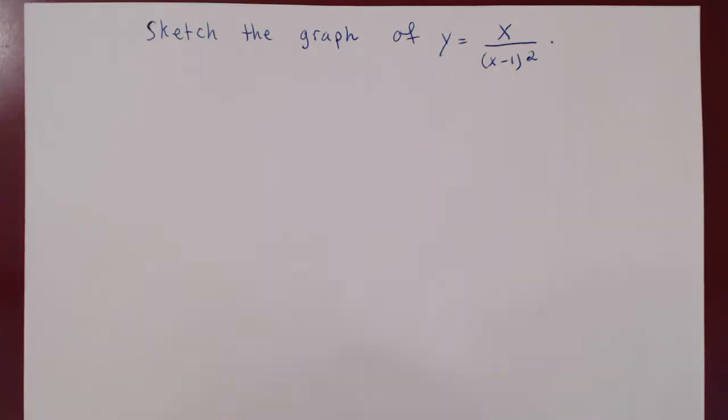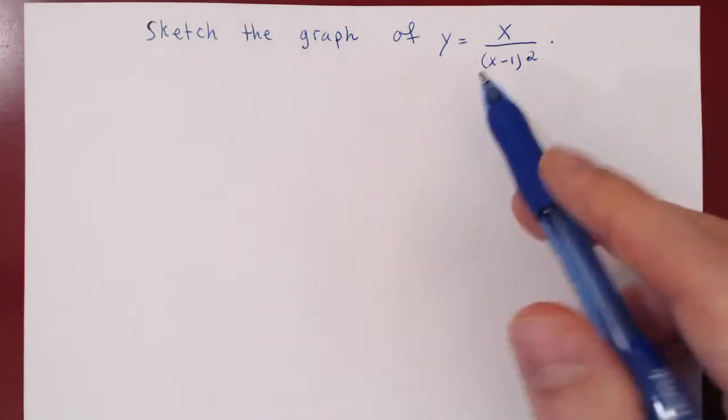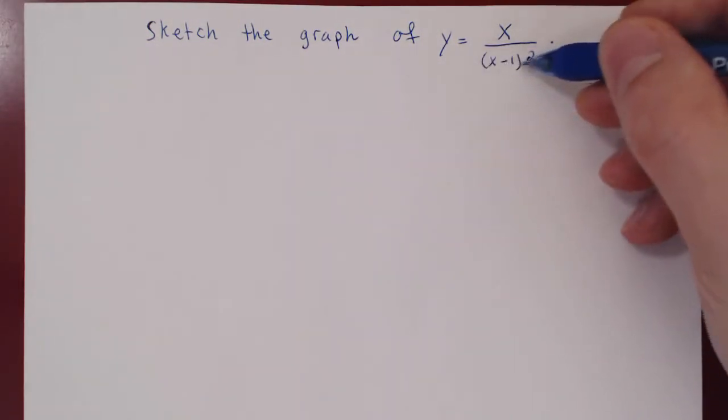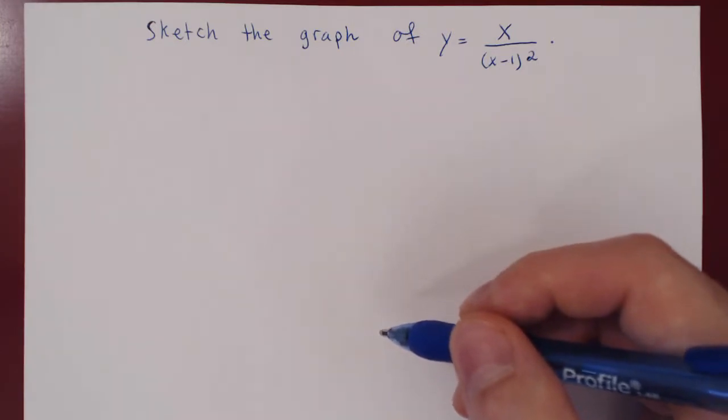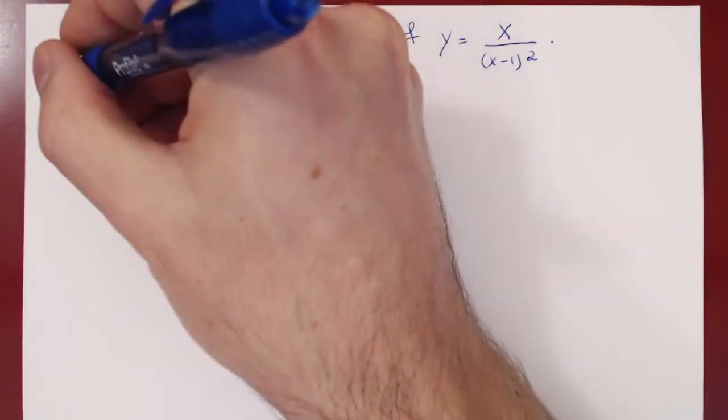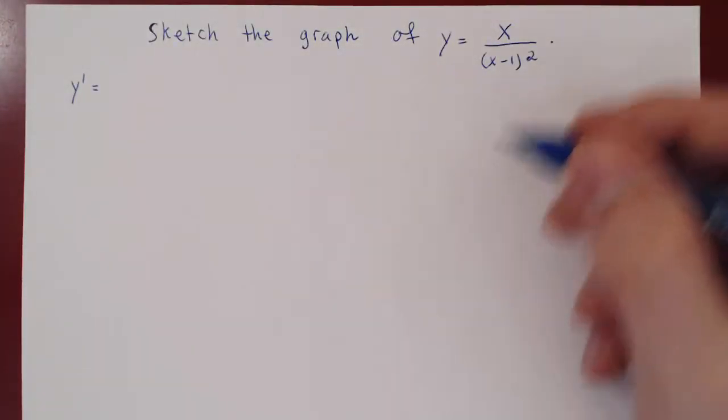Okay, so in this video, we are going to sketch a graph of the rational function x over (x minus 1) squared. As always, we first find our first and second derivative. So y prime, as we have a quotient, we use the quotient rule.